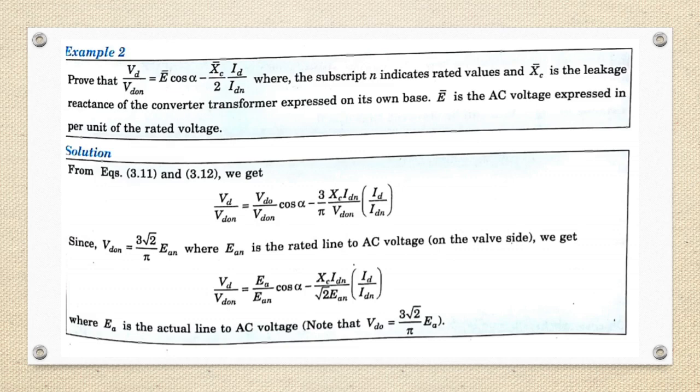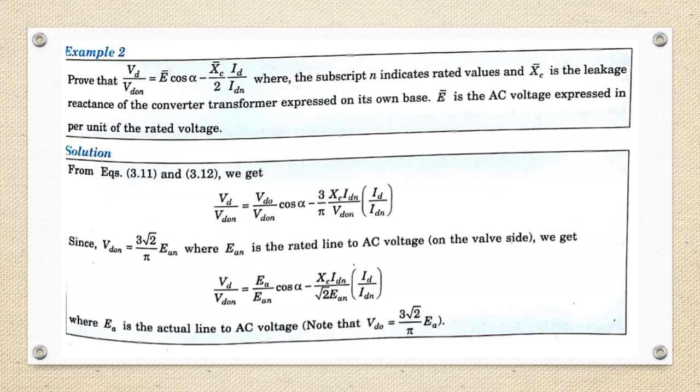Prove that Vd by Vdon equals E cos alpha minus Xc by 2 Id by Idn, where subscript n indicates rated values and Xc is the leakage reactance of the converter transformer expressed on its own base. E is the AC voltage expressed in per unit of the rated voltage.